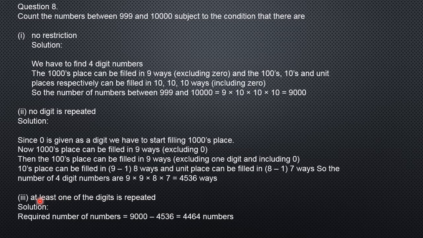Next, at least one of the digit is repeated means the total numbers minus without repetition numbers is equal to this, at least one of the numbers repeated. So 4464 numbers.